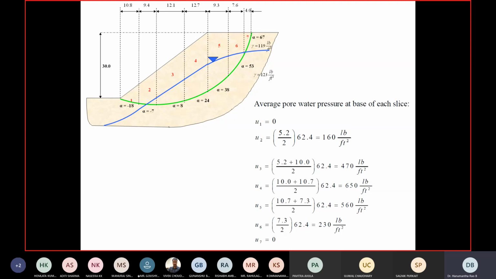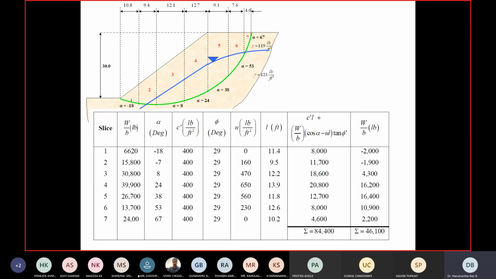Then U5: 10.7 is the interface height between 4 and 5, and 7.3 is the interface height between 5 and 6. For slice 6, only one height is there, the other height is 0. So 7.3 by 2 into 62.4, which is 230. There is no water table for slice number 7, therefore U7 is 0.